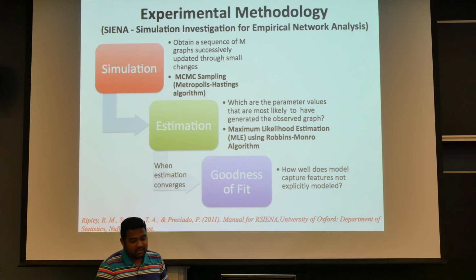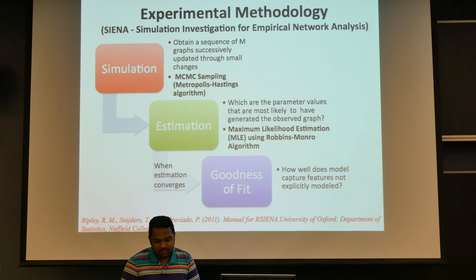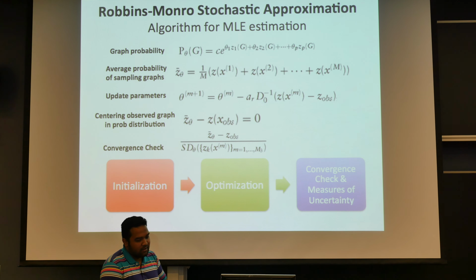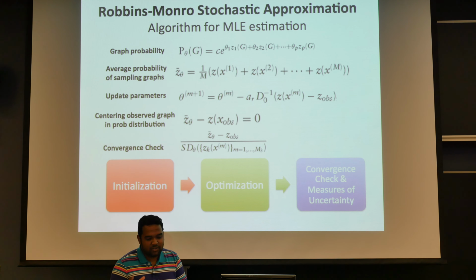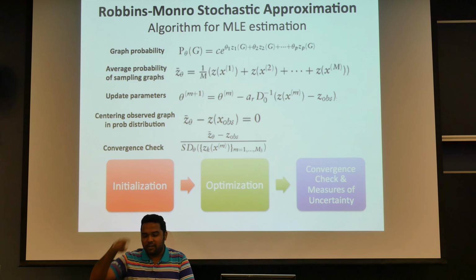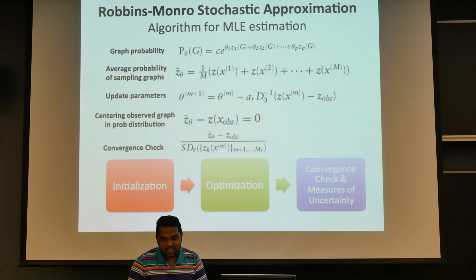Finally, when the estimation converges, we check in the goodness of fit how well the observed graph statistics align with the statistics for the simulated graphs. So basically, we are trying to see how well the model is capturing features that were not explicitly modeled. More concretely, the estimation step works by first getting an average probability of the sampled graphs, updating parameters in the optimization step, and then centering the observed graph in the probability distribution of the simulated graphs. And finally, checking for convergence, which is very similar to the effect size in learning sciences.